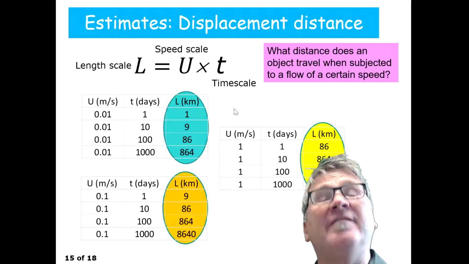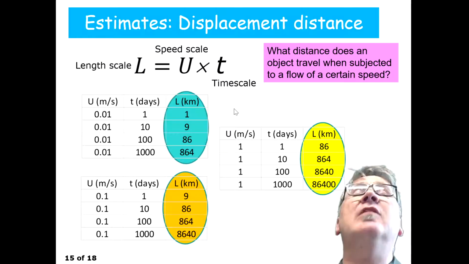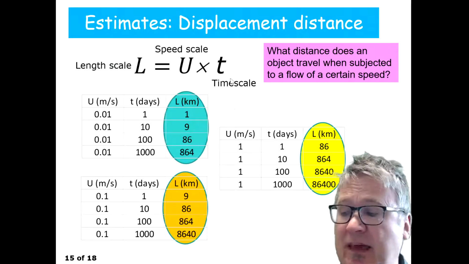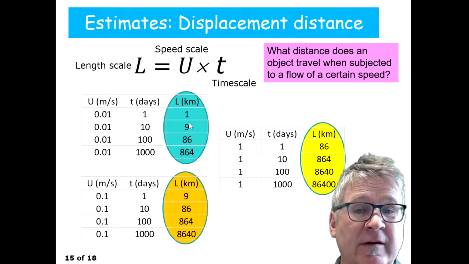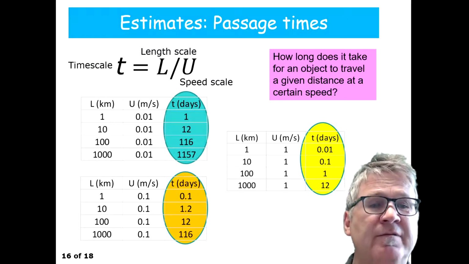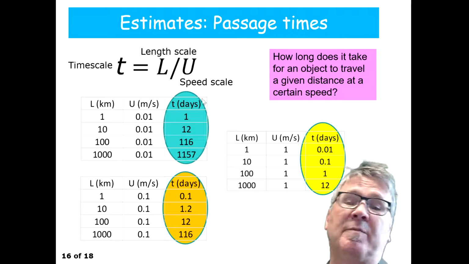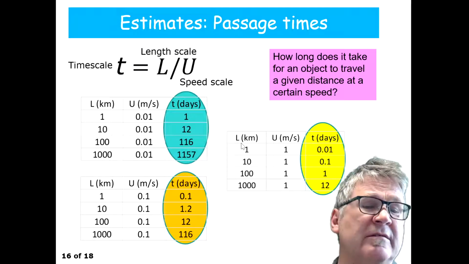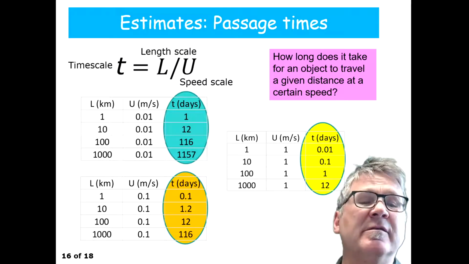So if you're facing a problem where you want to know how long it takes to get from A to B, then you have to reformulate the question, because you want to know what the time scale is. Okay, and now the second version of this problem, just clicking on this, is how long does it take for an object to travel a given distance at a certain speed? And the formula turns into T equals L divided by U. Okay. And then you can work out how long it takes to travel a distance of 1,000 kilometers. It takes about 12 days.